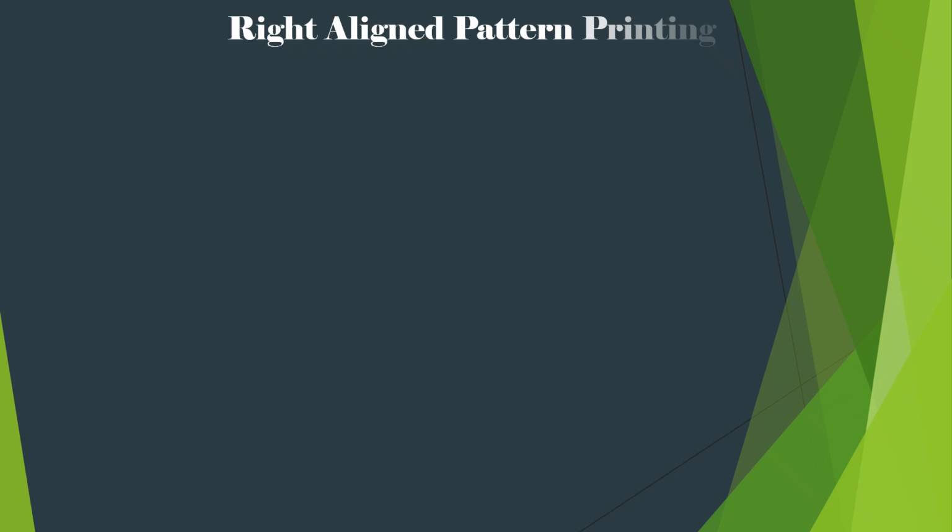Hello students, welcome back. Today we'll discuss the right align pattern. A right align pattern means a pattern where all the numbers are in the sequence from the right side. Like in this pattern you can see all fives are in the same sequence from the right side, and at the beginning there is a space. So how to write a program for a right align pattern?